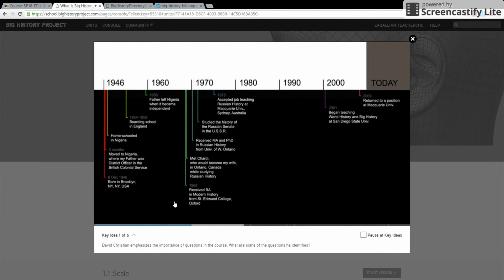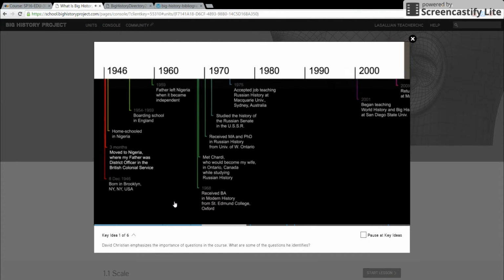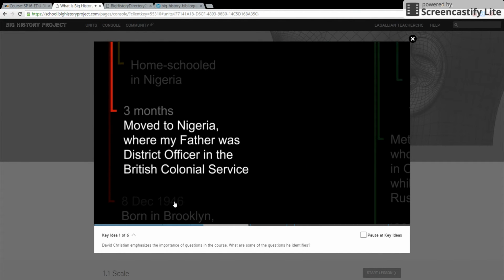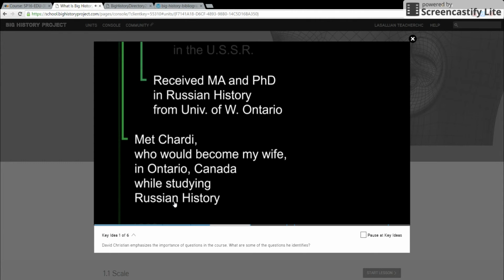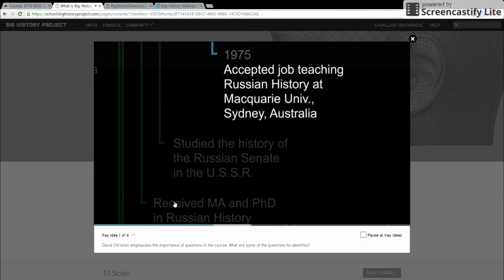Take a look at this timeline. It shows my own journey through time. And what I've done is I've placed on it events that seem important in my own life. We can think of them, if you like, as thresholds, crucial turning points in my life. For example, at the age of 3 months, I traveled to Nigeria. I went to Canada, where I met my wife. I went to university. I trained as a Russian historian. And I got my first job in Australia. All those things are important.